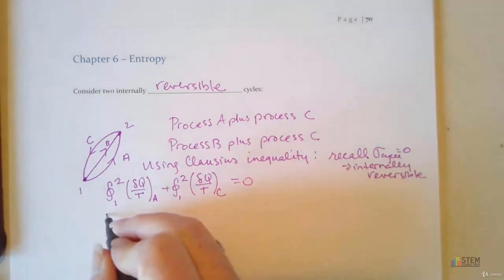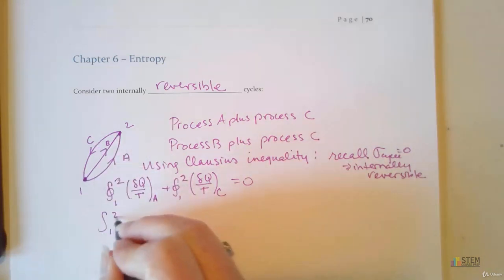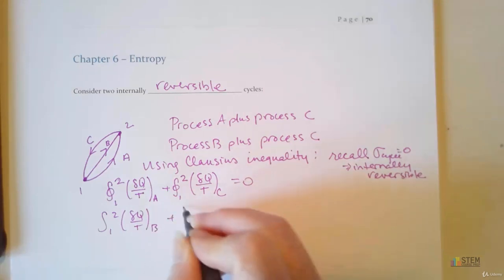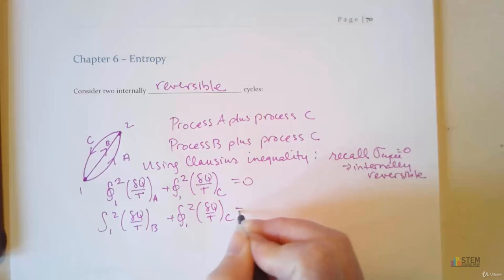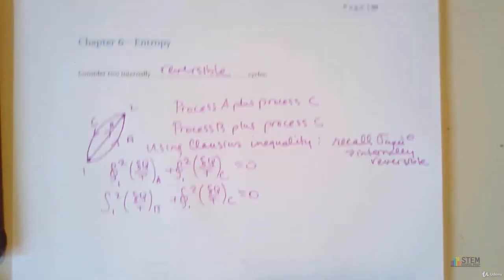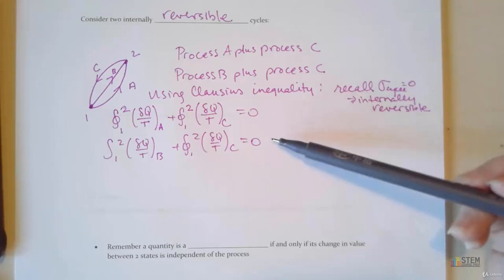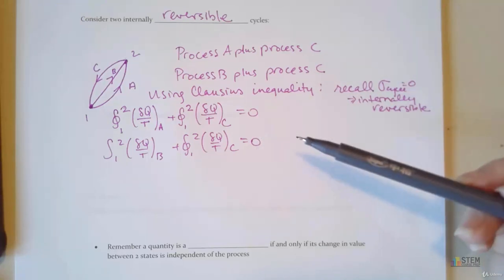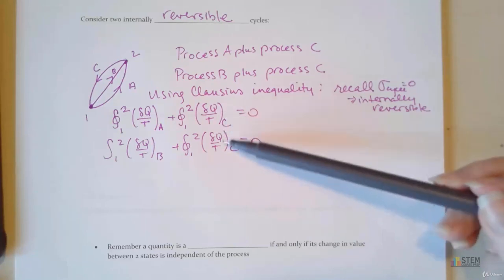And then if we do the same thing for the other cycle, the one where we had B and C, let's write that out. This time we'll have B, and then here we'll still have C. This is going to be 0 also. So now we've got the Clausius inequality written out for these two cycles, both reversible. That's why we made them equal to 0. Now both of these equations, if you look, they have this C term, right?